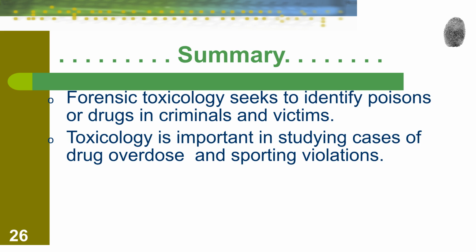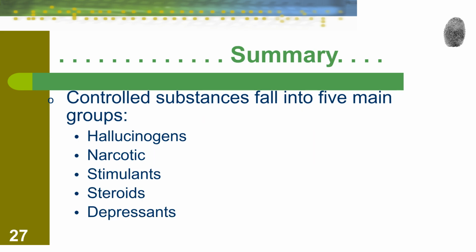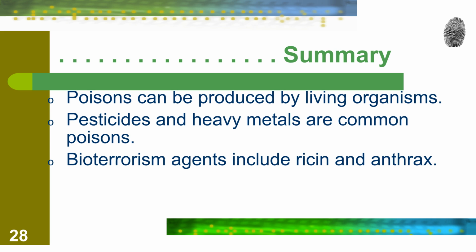In summary, forensic toxicology is essential for identifying poisons or drugs in individuals involved in crimes, as well as for cases of drug overdose and sporting violations. The 5 main groups of controlled substances are hallucinogens, narcotics, stimulants, steroids, and depressants. Poisons can be produced by living organisms. Pesticides and heavy metals are common poisons, while ricin and anthrax are examples of dangerous bioterrorism agents.